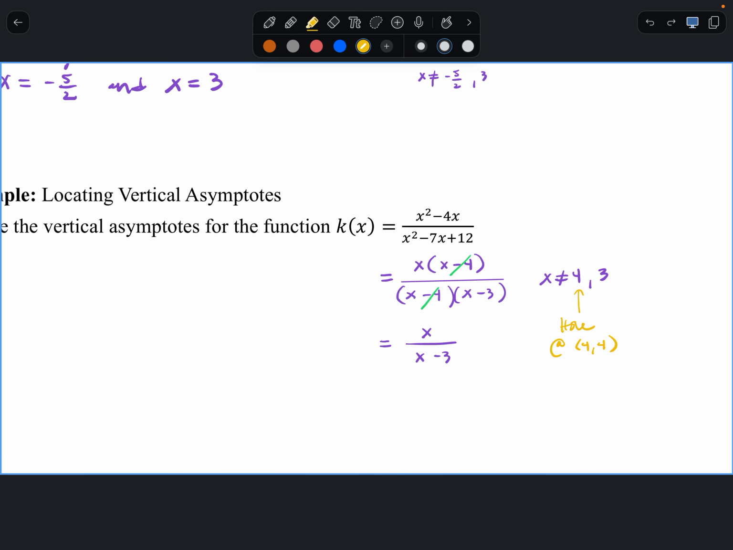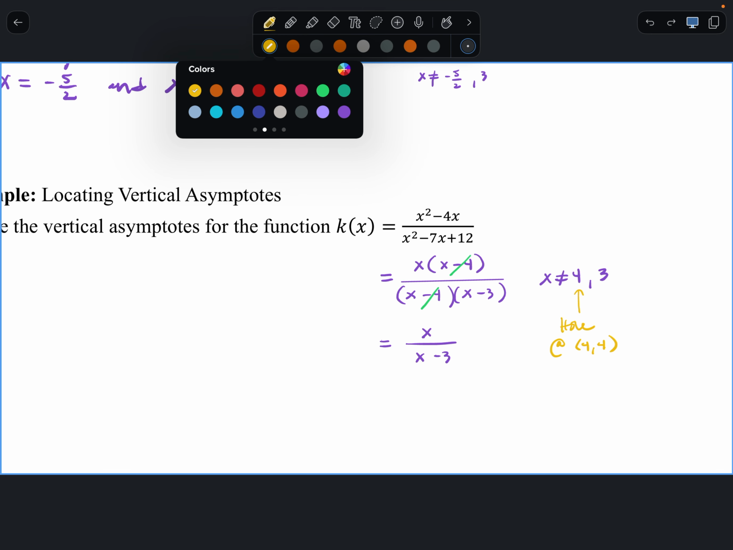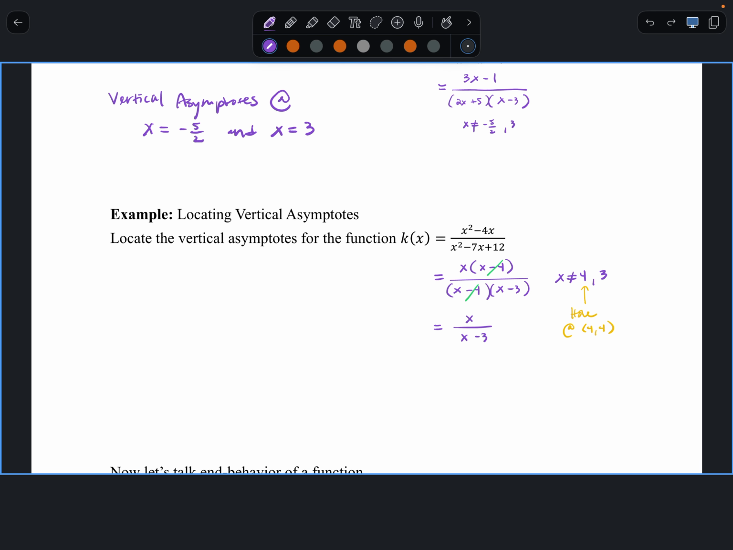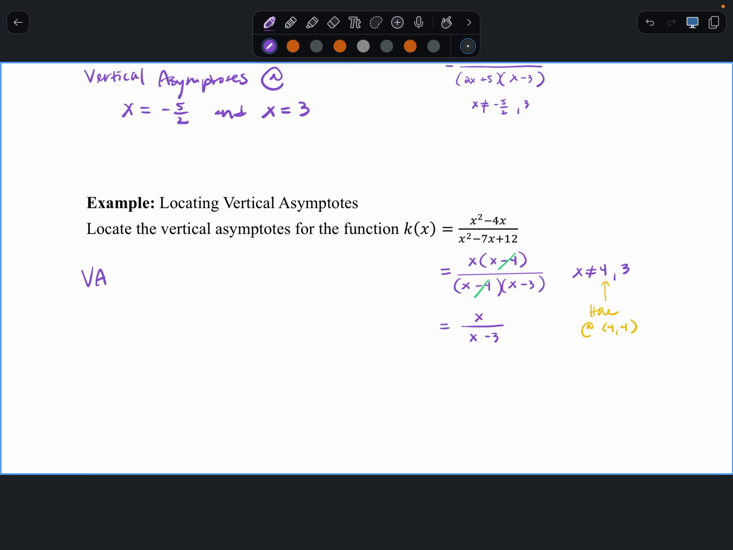What's going on at 3? Vertical asymptote. Because it's on the denominator, we can't have 0 in the denominator. Yeah, if you plug 3 into the simplified version of the equation, which is what the graph looks like, we get 3 over 0, which means it's still undefined, and that corresponds to a vertical asymptote. So we can say a vertical asymptote at x equals 3.